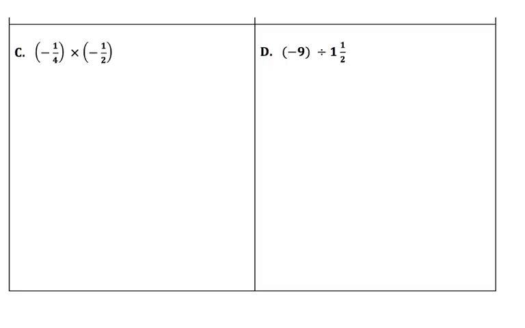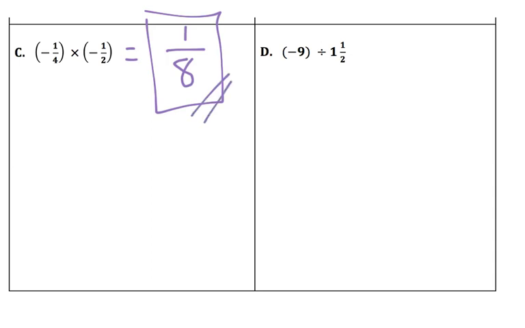Moving right along, for C, I'm multiplying, so I don't have to do any keep, change, flip. I can just use the multiplication algorithm and multiply across. 1 times 1 is 1. 4 times 2 is 8. And since the factors are both negative, my product is going to be positive.